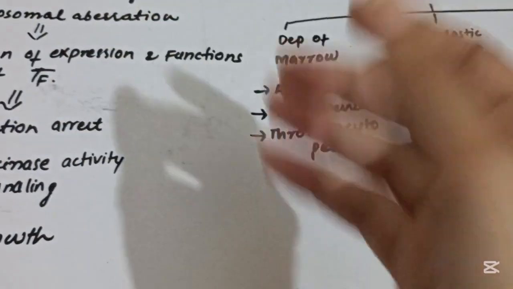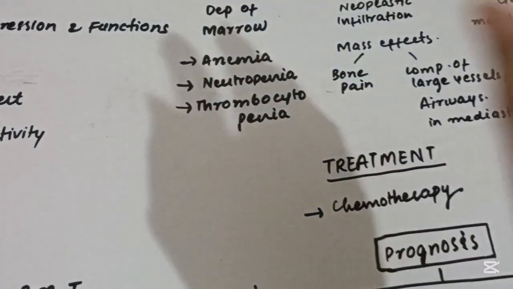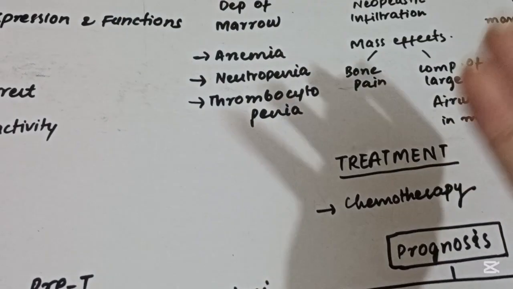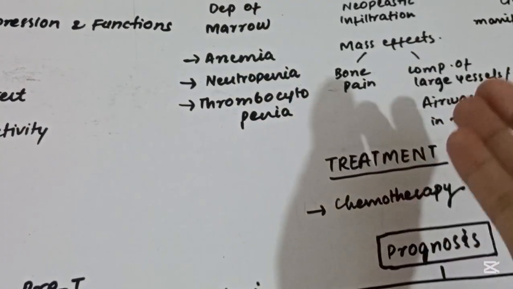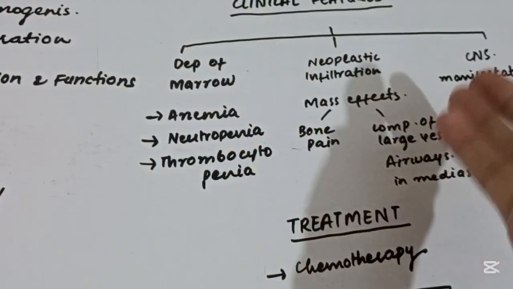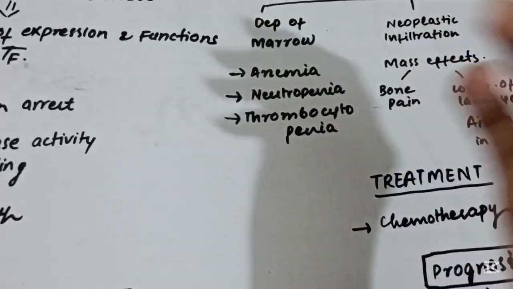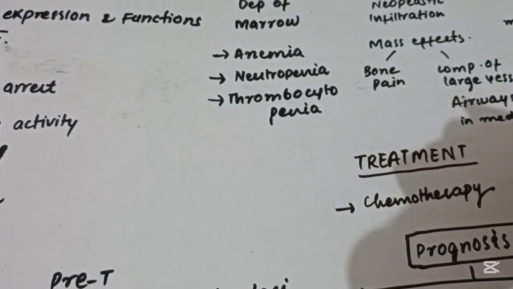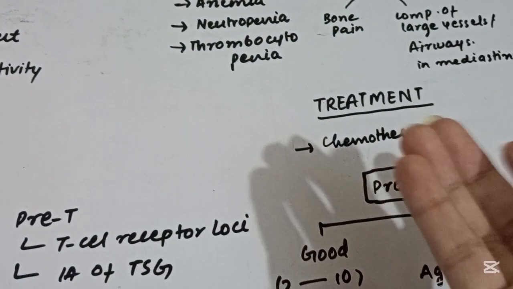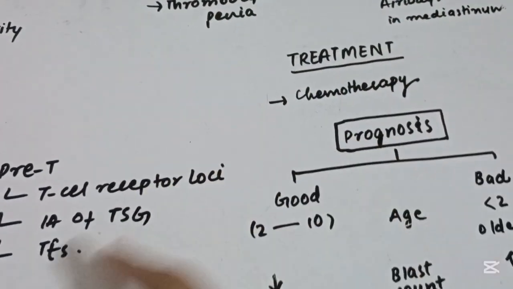Similarly, as I have told earlier, in case of lymphoma, there is presence of a thymic mass, and this thymic mass is going to cause a compression of the large vessels and airways in the mediastinum, and the patient is going to present with the symptoms resulting from this compression. CNS manifestations can also be present, and these manifestations include headache, nerve palsies, and many more. Treatment: we have the chemotherapy, and we do the prophylaxis chemotherapy.